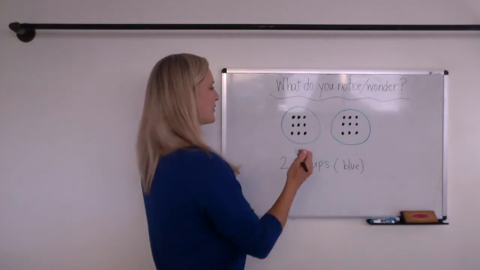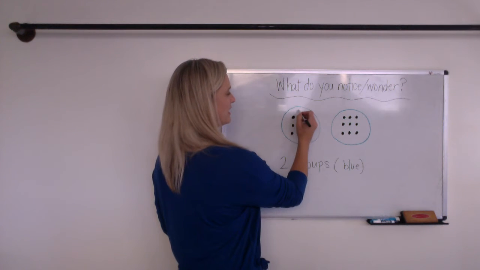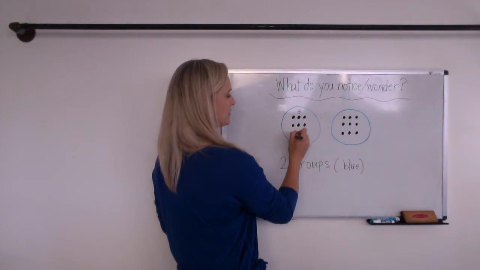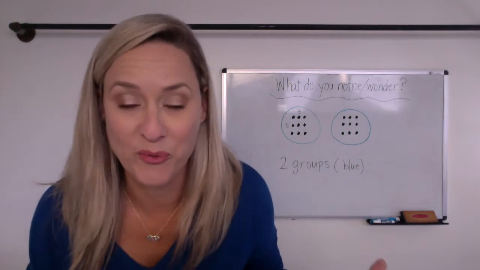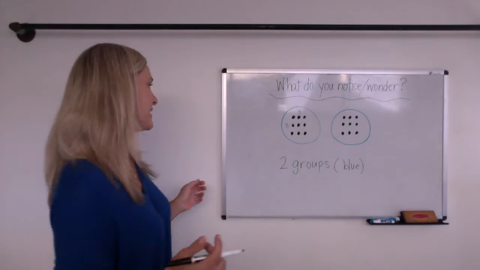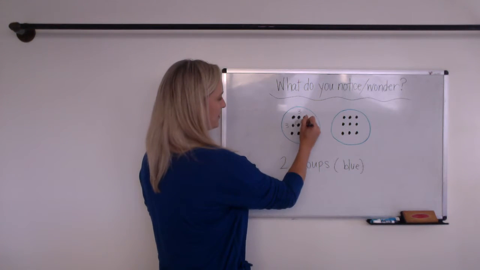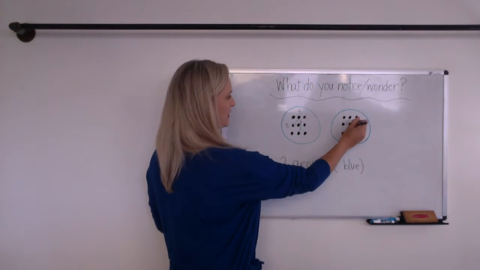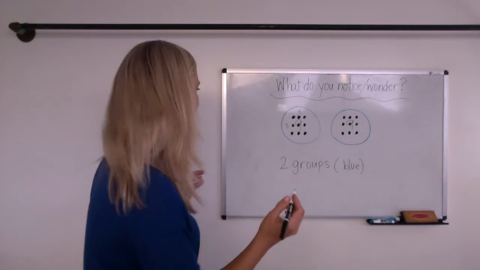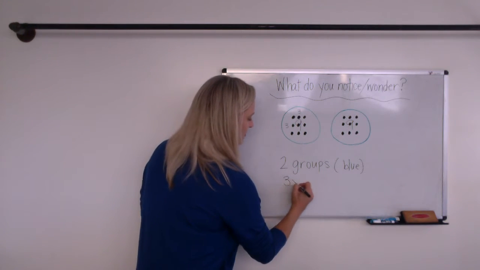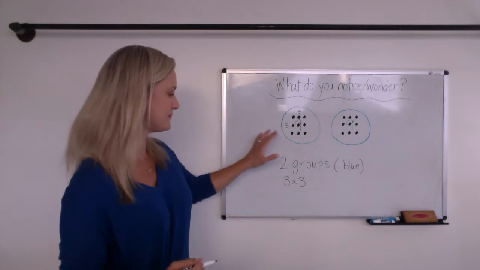So maybe you noticed that there's 1, 2, 3 here, and 1, 2, 3 here, and 3 times 3 is 9. There's actually an array inside of the group. So maybe you thought, okay, well, that would make 9. So that one would also make 9 because it's the same thing. So maybe you noticed that there was a 3 by 3 array in each group.